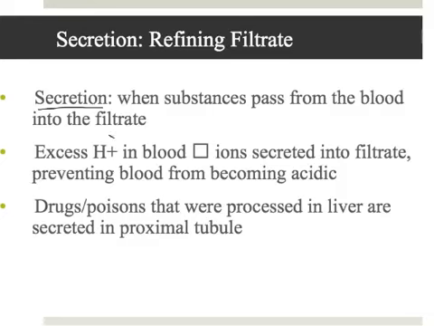So things like excess hydrogen ions that are making our blood a little bit too acidic. This box is supposed to be an arrow, by the way. So those leave the blood and go into the filtrate. They join all that waste. Any drugs or poisons that are in the blood that were perhaps too large to leave during filtration are actively transported into the proximal tubule to get rid of them, so they join the filtrate.